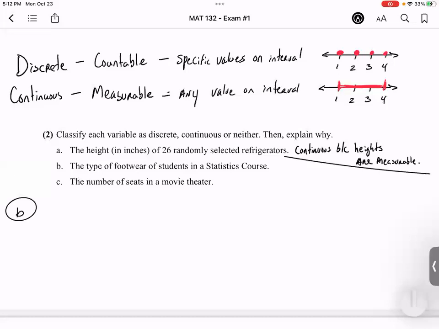Boots, like winter boots, military boots, sneakers, Jordans, Nikes, footwear. Type of footwear. Is it discrete, continuous, or neither? It's neither. Why?